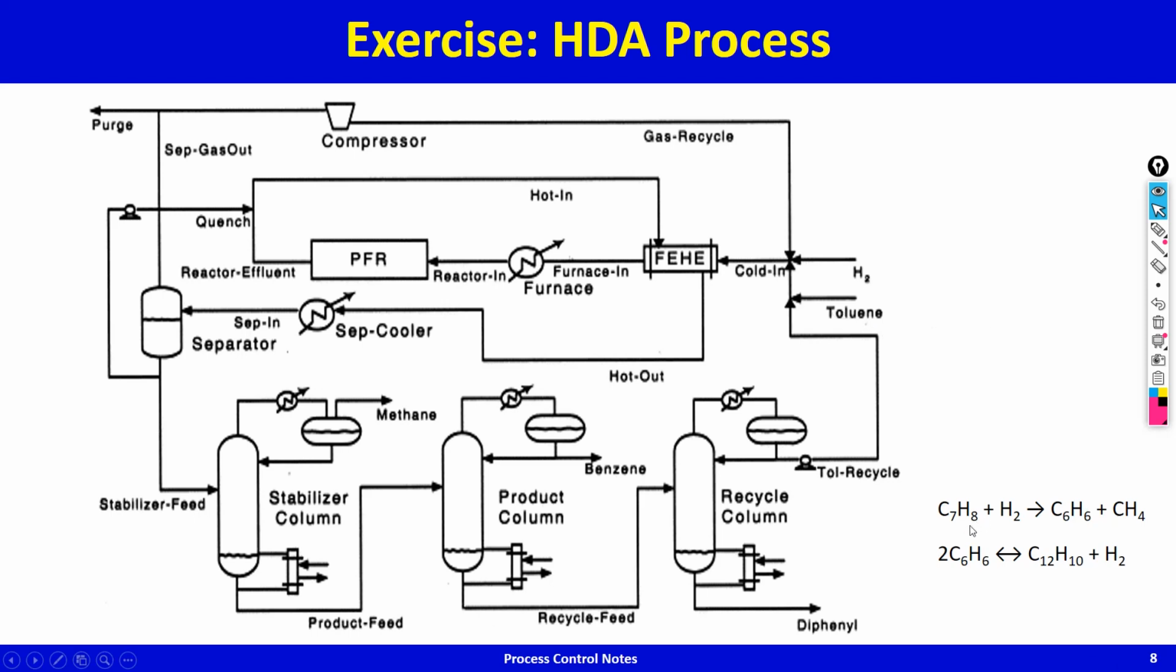So the process is as follows. Look at the reaction chemistry. Toluene is hydrogenated, or toluene plus hydrogen at a very high temperature, dealkylates to give methane and benzene. It's a very high temperature gas phase reaction. What happens at those high temperatures? Well, it's a high temperature reaction, but it's exothermic.